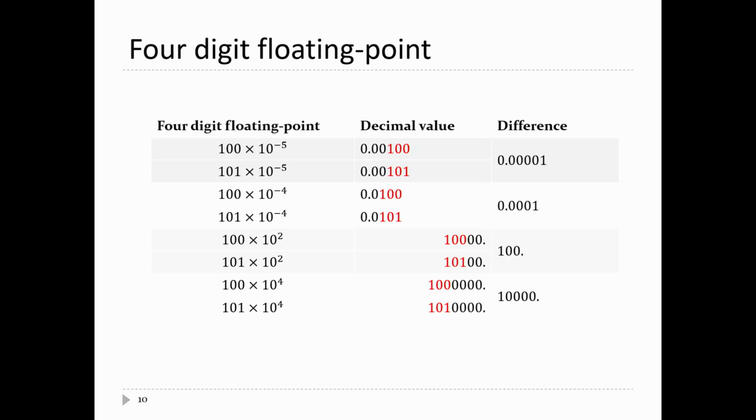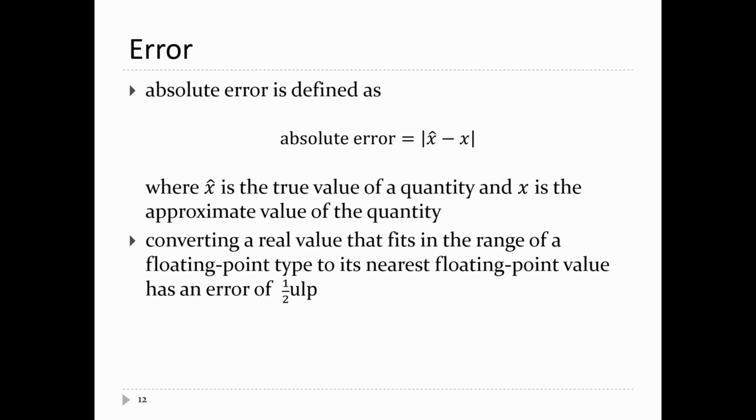Eventually, if you get to 1,005,000, you have to pick one of these two values. And so your error is going to be 5,000, and so your error in ulps will be 0.5. You're exactly halfway between two floating point numbers. And so when you convert any number to its floating point representation, that conversion has at most an error of 1/2 an ulp. Your actual number is at worst halfway between two floating point values.